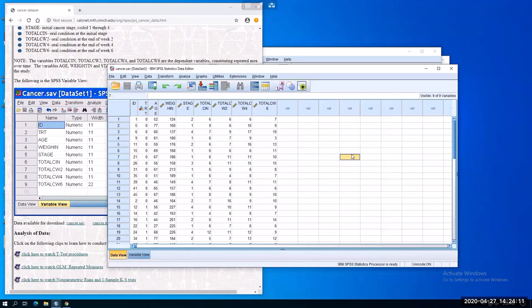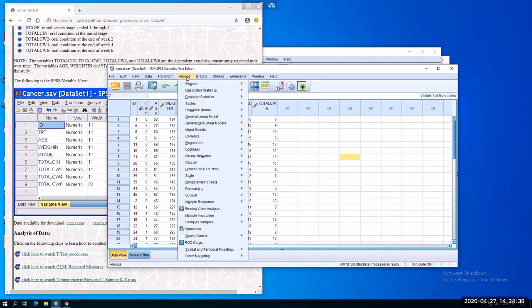So let's answer the question, is there a significant difference in patients who received placebo and treatment? It's usually what we want to know. Since we have two groups of people, those that received placebo and those that received treatment, we have actually two independent groups. That's why we can use independent t-test, compare means, and then independent samples.